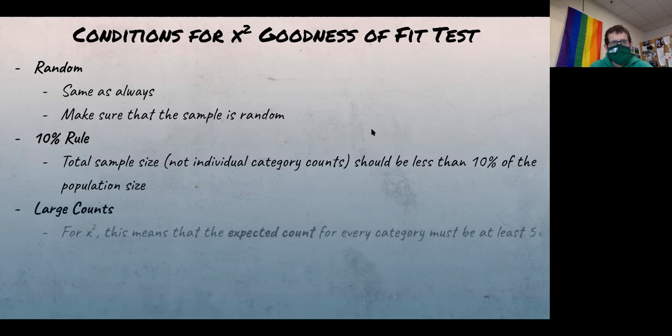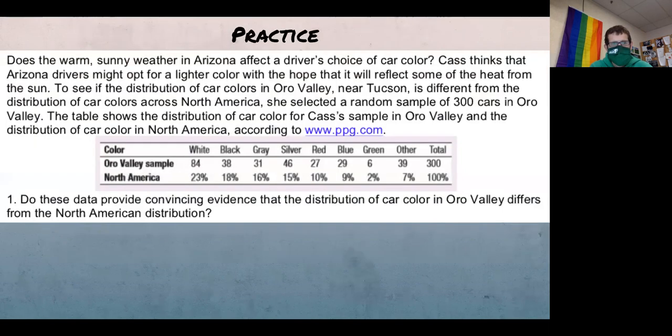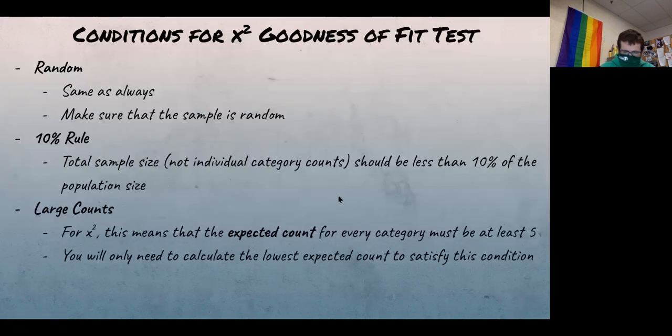And then large counts. This is one that's a little bit different, but it's not difficult. Every expected count must be at least 5. And so the only one you need to worry about is calculating the lowest expected count. So let me come back to that. So our expected counts from the last one was just 15 across the board. So we met the large counts condition just fine. And I want to emphasize it's your expected count, not the observed. Okay. So are the conditions clear enough?